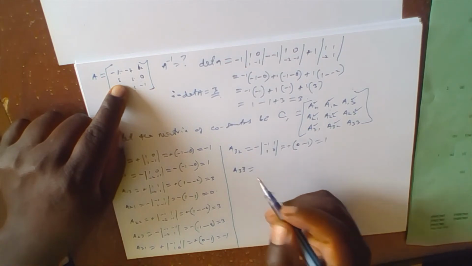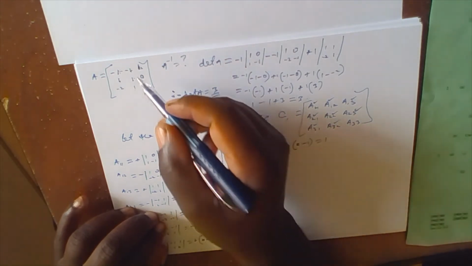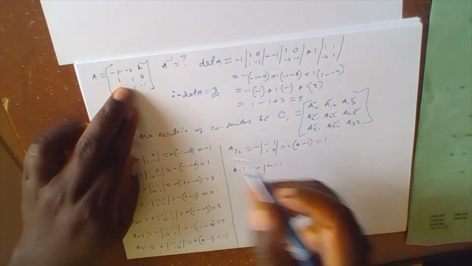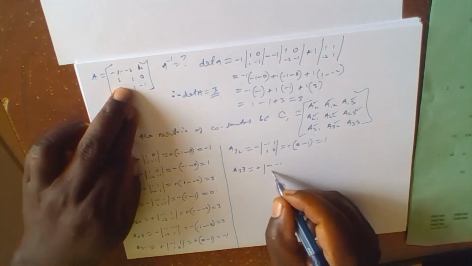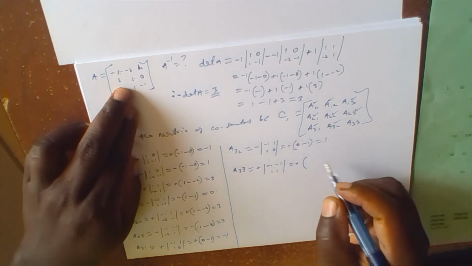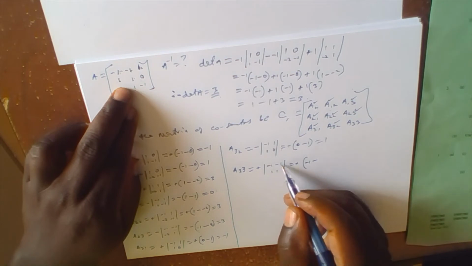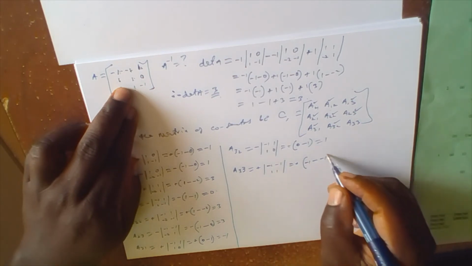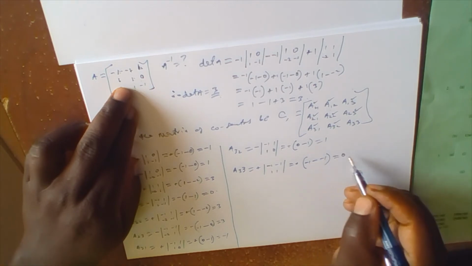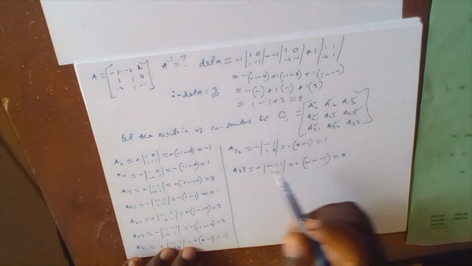Then we have A33, the last element. The place sign of this is positive. So we plug this column and this row, we remain with -1, -1, 1, 1, equals plus, into 1 times -1, we have -1, minus 1 times -1, we have -1. So this -1 plus 1 equals 0. So we have all the elements now.